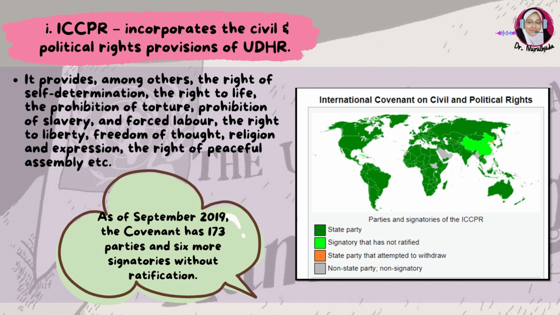With regards to the ICCPR, it provides, among others, the right of self-determination, the right to life, the prohibition of torture, prohibition of slavery and forced labor, the right to liberty, freedom of thought, religion, and expression, and the right of peaceful assembly. As of September 2019, the covenant has 173 parties and 6 more signatories without ratification.